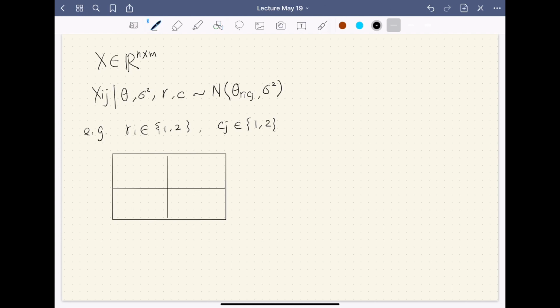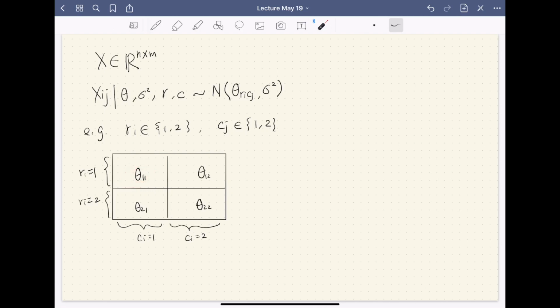I organize the matrix in this way so that these rows are R_i equals 1, and these rows are R_i equals 2, and this is C_j equals 1, C_j equals 2. And you have 4 parameters, theta 1,1, theta 1,2, theta 2,1, theta 2,2, which means if X_ij belongs to this block, then it has mean theta 1,1.